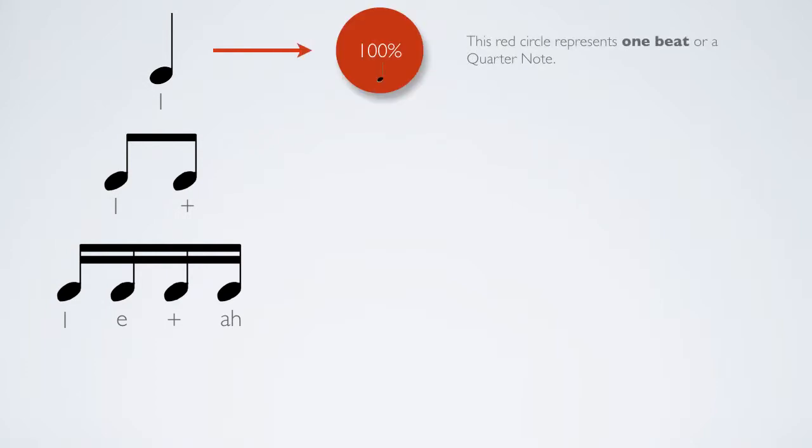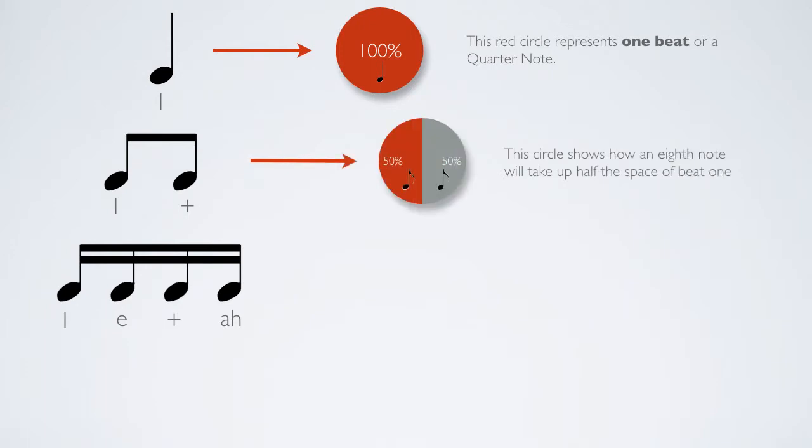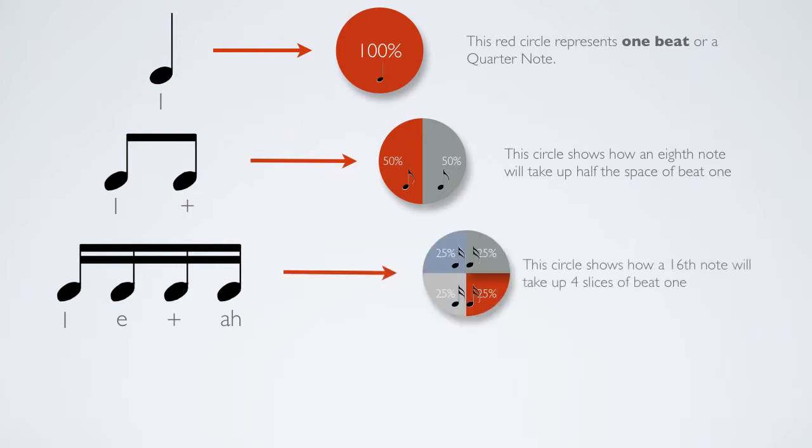This red circle represents one beat, or a quarter note, showing that a quarter note will take up 100% of beat 1. This circle shows how an eighth note will take up half the space of beat 1. This circle shows how a 16th note will take up a quarter of beat 1.